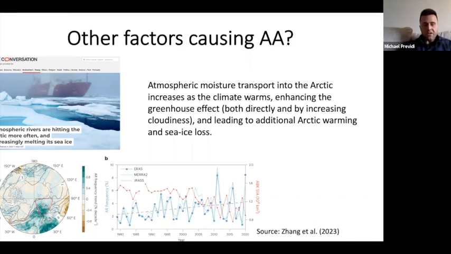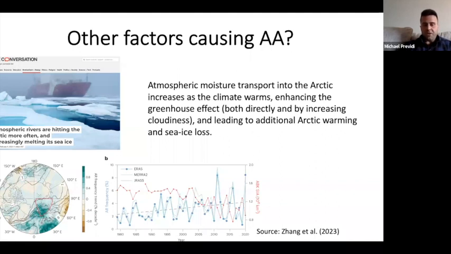First of all, panel A on the left is showing the AR frequency trend. AR is just atmospheric river. So in other words, how has the frequency of atmospheric rivers reaching the Arctic been changing? This trend is over the period beginning in 1979 up until the present. You can see in the map that the green shaded areas are the areas where the trend is positive, where atmospheric rivers have been happening more frequently over the past few decades.